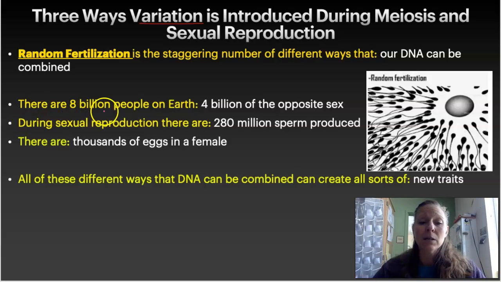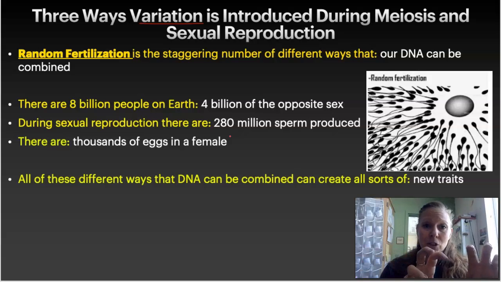So think about this. There are 8 billion people on Earth, 4 billion people of the opposite sex. So during sexual reproduction, 280 million sperm are produced. And it has the opportunity to potentially interact with thousands of eggs in a female. And so all of the different combinations of the male genetic material being combined with the female genetic material is staggering. It's unbelievable the number of different ways that the DNA can come together during sexual reproduction.